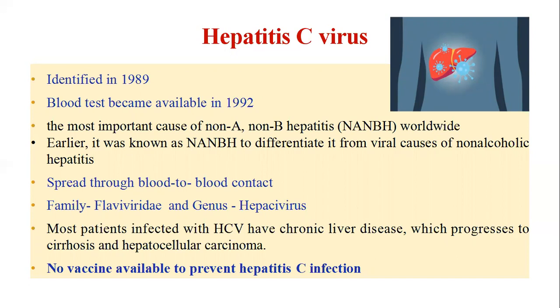Hepatitis C virus, in fact, was first identified in 1989, but the first blood test became available in 1992. Earlier it was known as non-A, non-B hepatitis, that is NANBH, to differentiate it from hepatic disease caused by other origins. It is a viral, non-alcoholic hepatitis. This virus spreads through blood-to-blood contact, that is, the parenteral route.